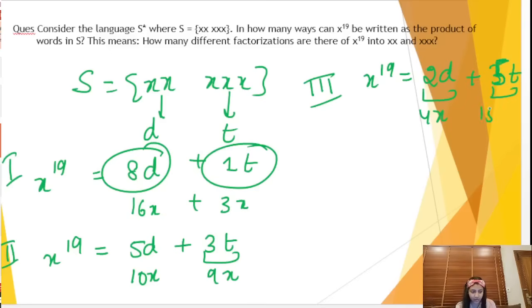So this will form X^15. So again it will form X^19. So these are the 3 ways in which X^19 can be factorized. There is no other way in which I can write this X^19, right? So 3 different factorizations are possible. Now it says, in how many ways can X^19 be written as the product of the words in S?